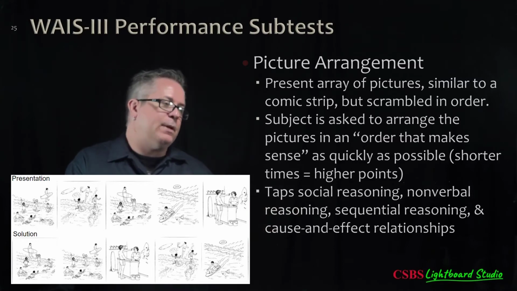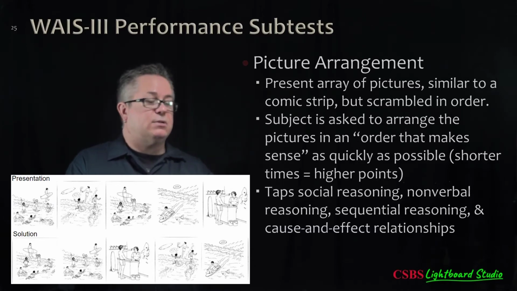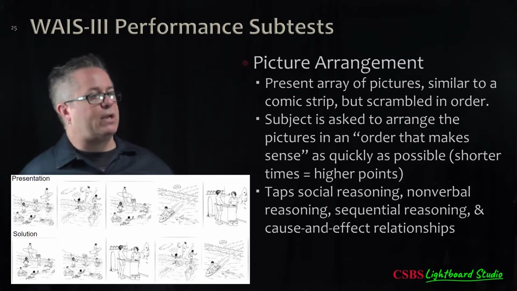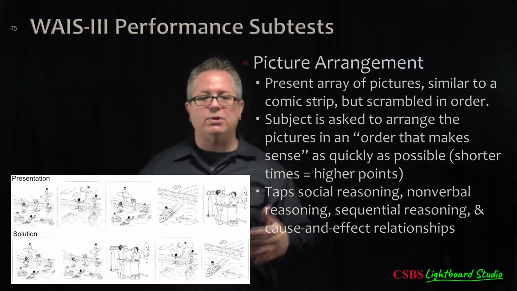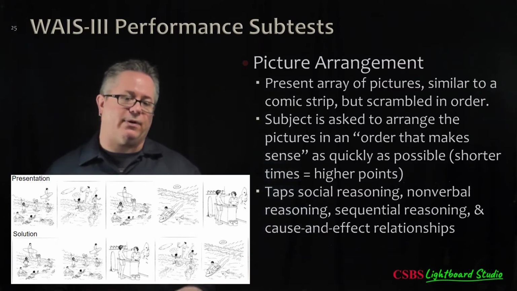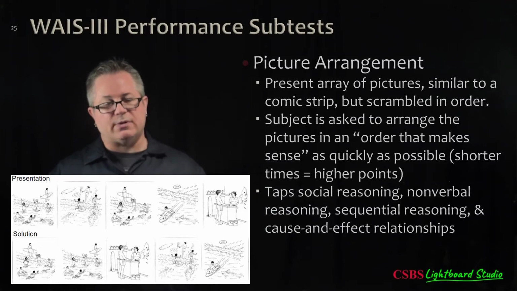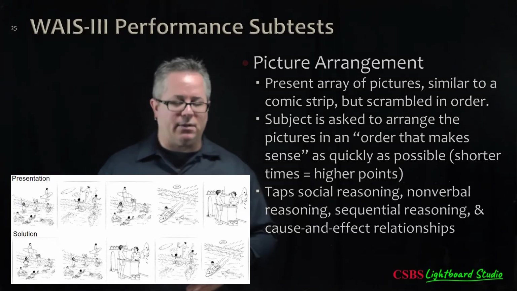You're supposed to put pictures into a sequence to make a story. The subject is asked to arrange the pictures in an order that makes sense, which is very general, as quickly as possible. And the shorter time it takes you, the more points you get. It taps social reasoning, nonverbal reasoning, sequential reasoning, and it also gets into cause and effect relationships, because the stories oftentimes have indications of things going on, and if you put the cause and effect in the right order, then you understand cause and effect relationships.